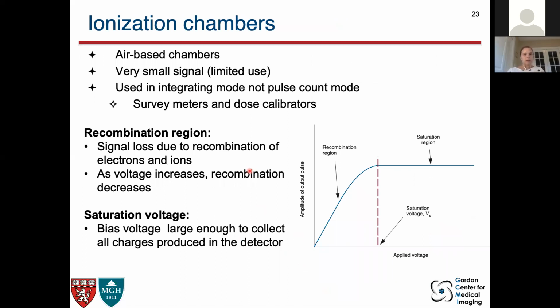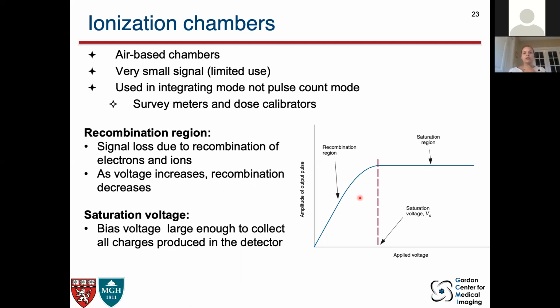So ionization chambers are air-based chambers that are operated at low voltage. Here you see a plot of the amplitude of the output pulse on the y-axis as a function of the applied voltage. The first part corresponds to what you call the recombination region. Here the voltage is too low to collect all the charge that we generate in the detector. So part of the ions and the electrons will recombine before they reach the anode and the cathode. And if we increase the voltage in this region, the recombination will decrease and we will get a larger signal. So the signal will increase with increased voltage.